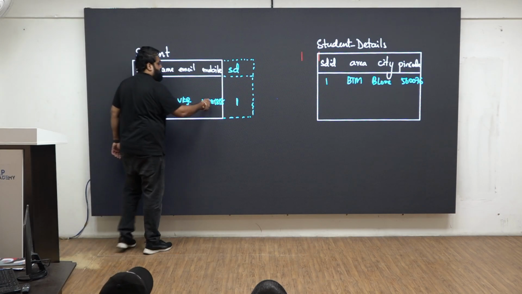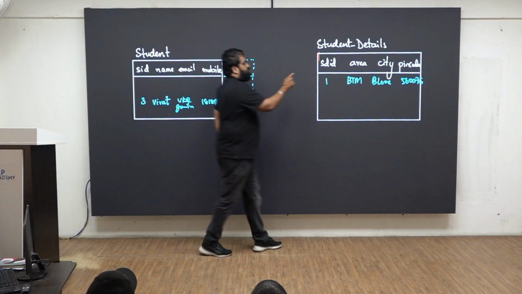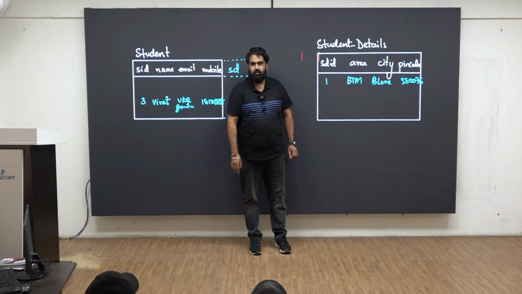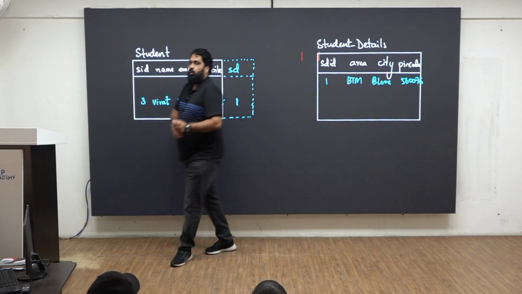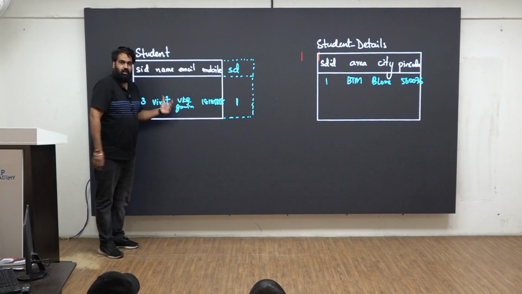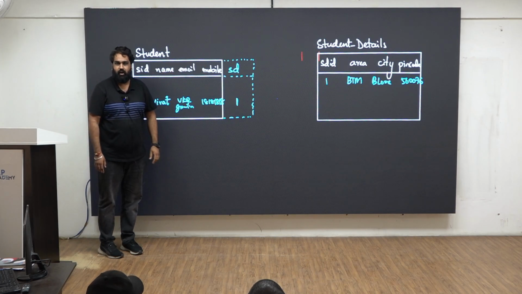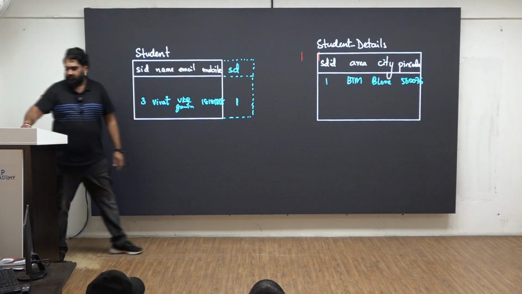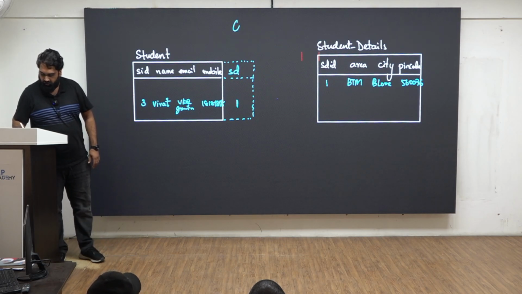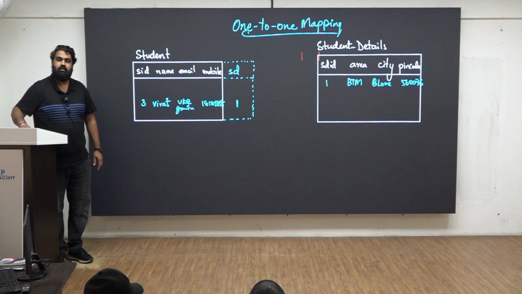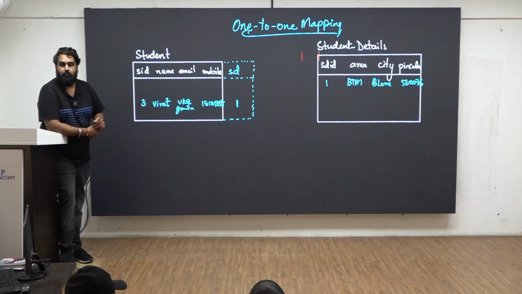One row in one table is mapped to one more row in another table. Will you agree with me? Yes or no? This is only called one-to-one mapping.